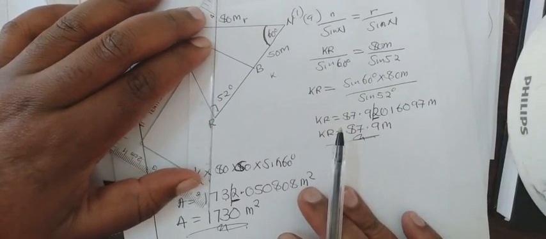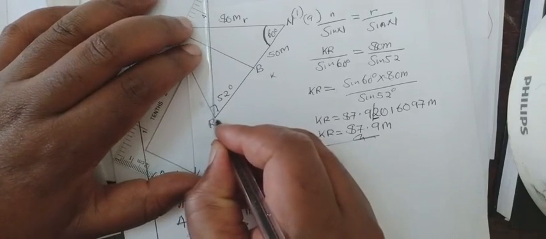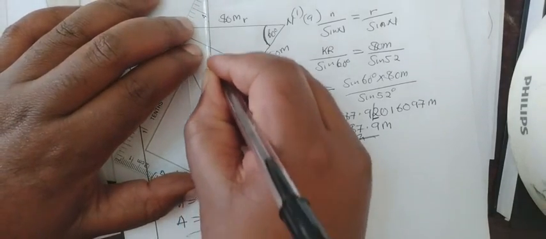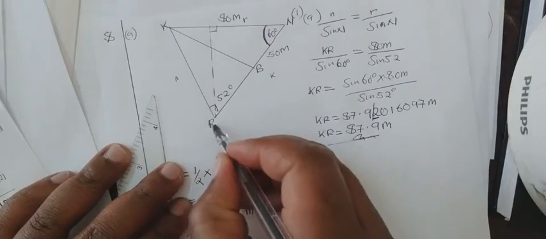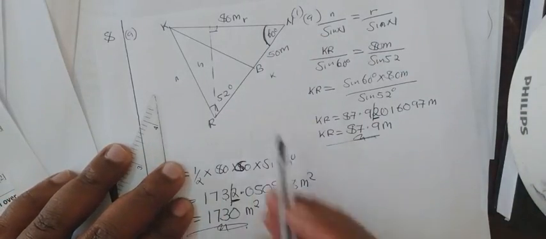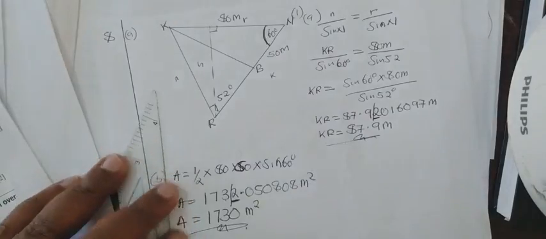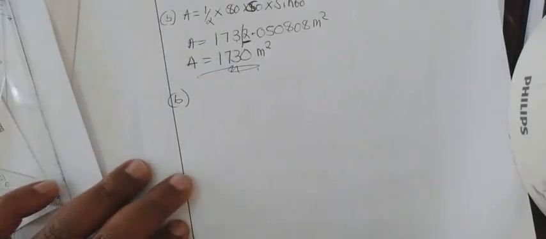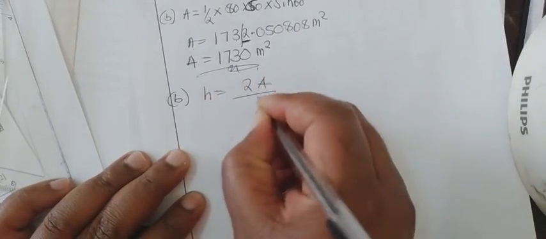Here to KN. This one. So we'll create a 90 degrees. So this one becomes our height. Again, this is our base. So we have our base here, which is 80, and our height we are looking for is h. So we'll say our shortest distance h is equal to 2A over b.